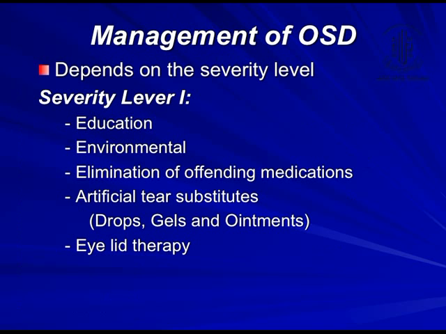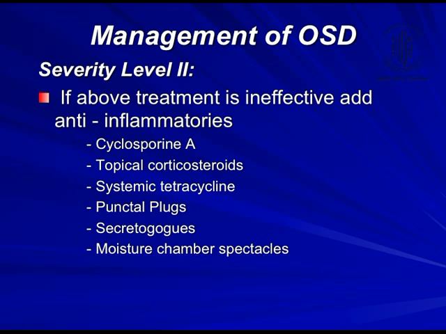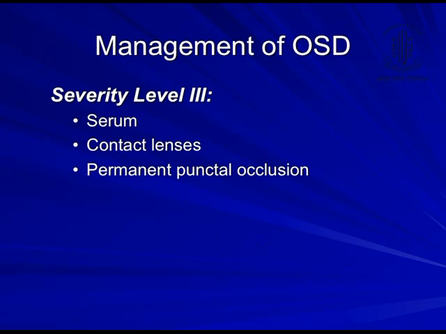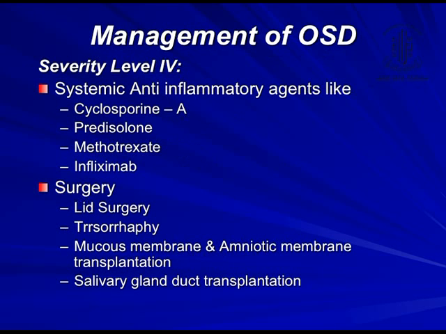They also discuss the various stages of dry eye. The international workshop on dry eye classifies dry eye into 4 levels. Level 1: just a change in the environment, better education, elimination of the offending medication, and tear substitutes. Level 2: punctal plugs or systemic anti-inflammatory drugs may help; cyclosporine, if necessary, we can give. Level 3: contact lens is the best option. And level 4: surgery and other things.